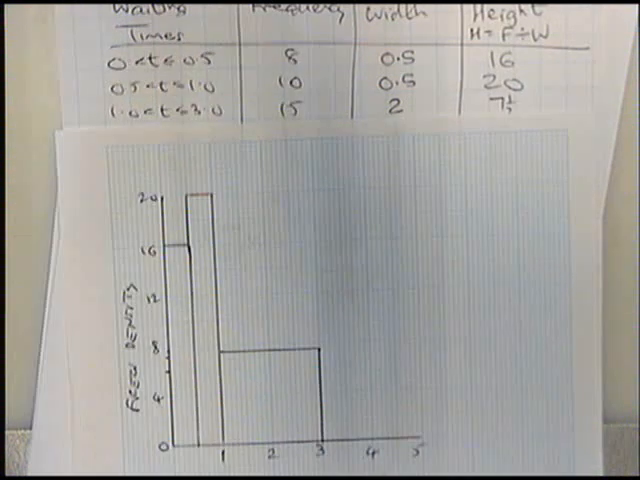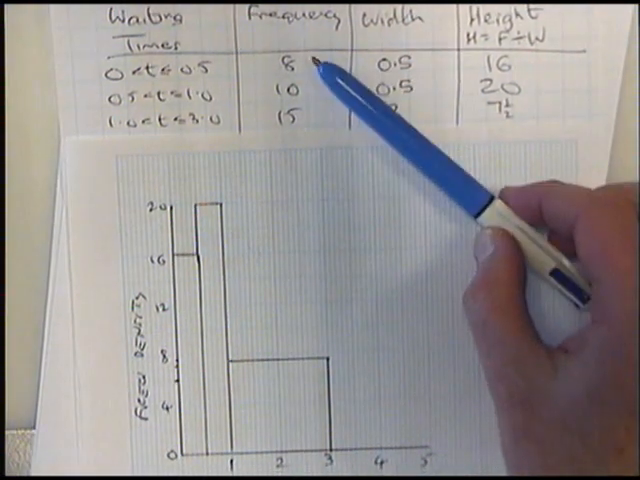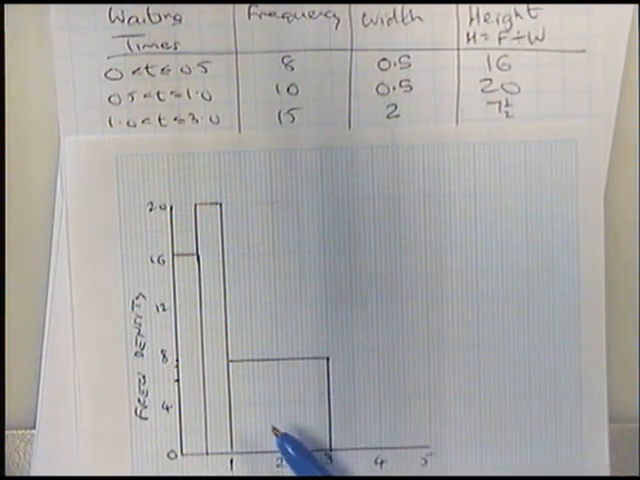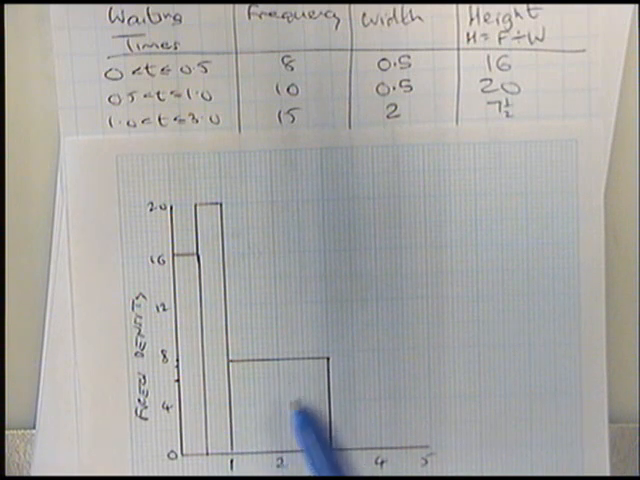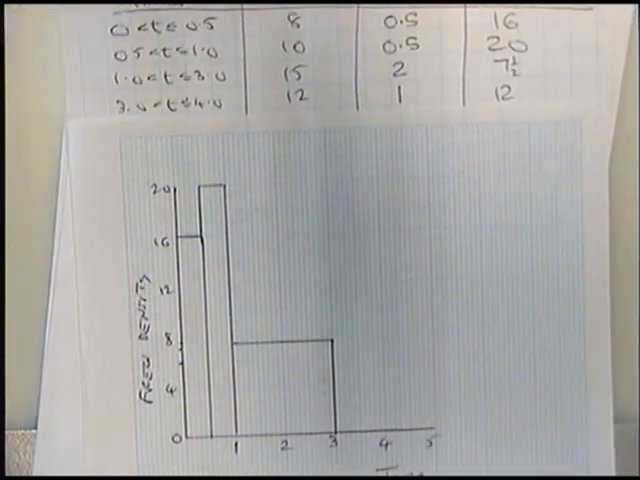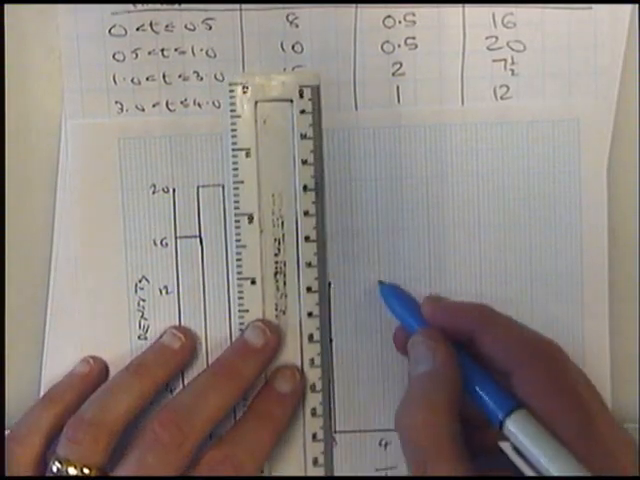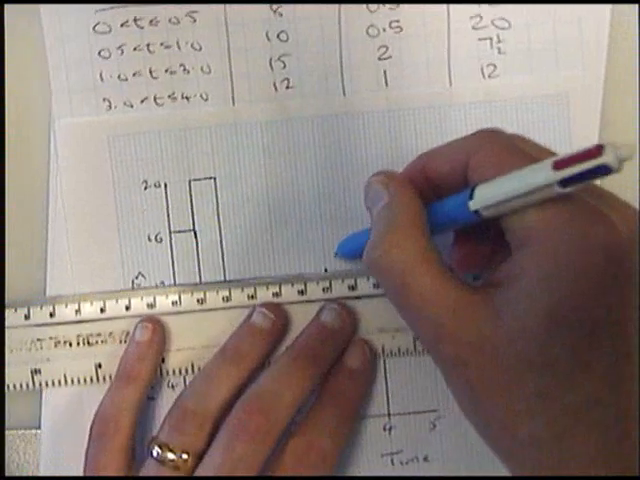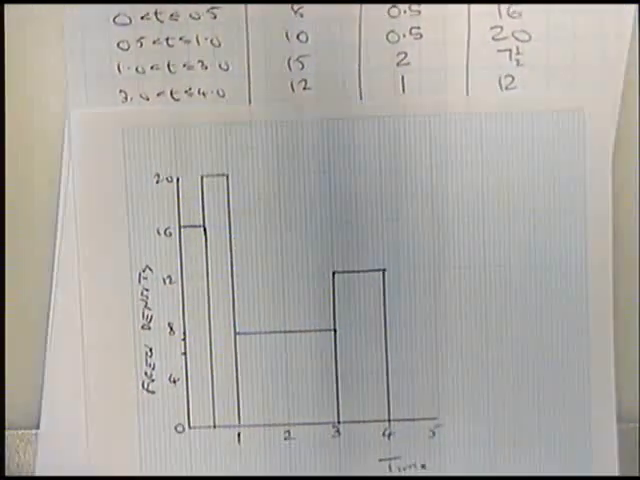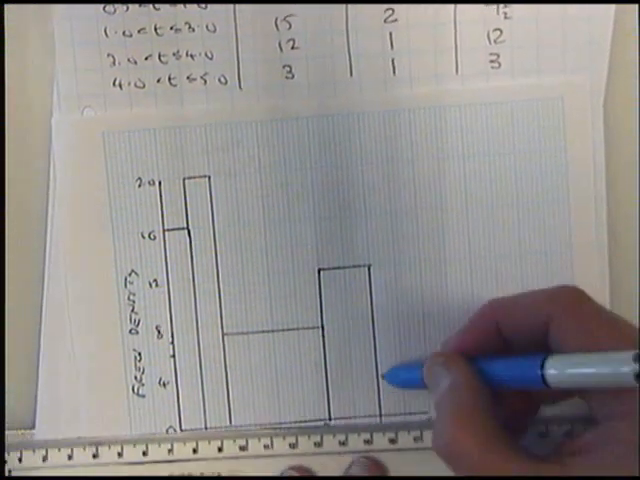So a key thing to look at the moment is, although in the table this row had the biggest frequency of the lot, it's bigger than 10, it's bigger than 8, it's not the highest bit. It's actually got the biggest area, but it hasn't got the biggest height. So the next one we have to do, from 3 to 4, we've got a height of 12. So from 3 to 4, I need a height of 12, and I can draw that one in. And the final one I've got, from 4 to 5, a height of 3.